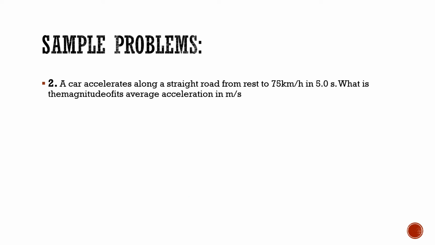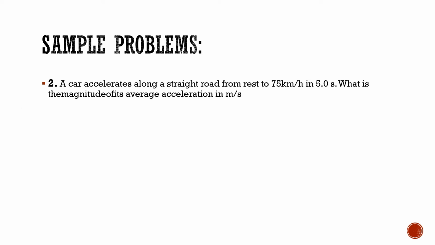Okay, let's try to answer sample number 2. A car accelerates along a straight road from rest to 75 kilometers per hour in 5 seconds. So what is the magnitude of the average acceleration in meters per second squared? So first, let's try to identify our given here.